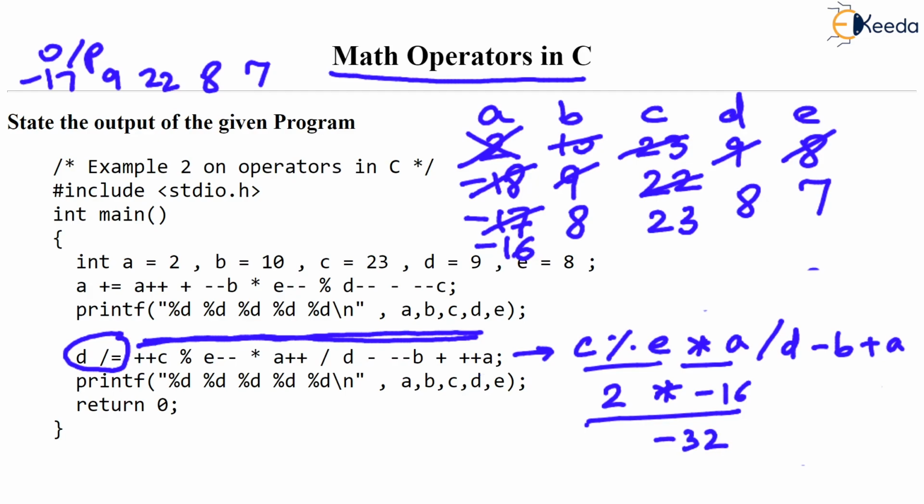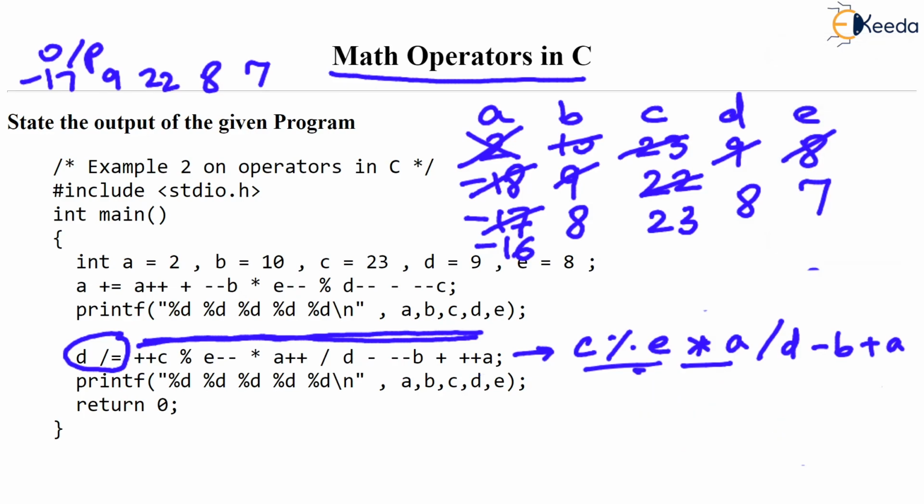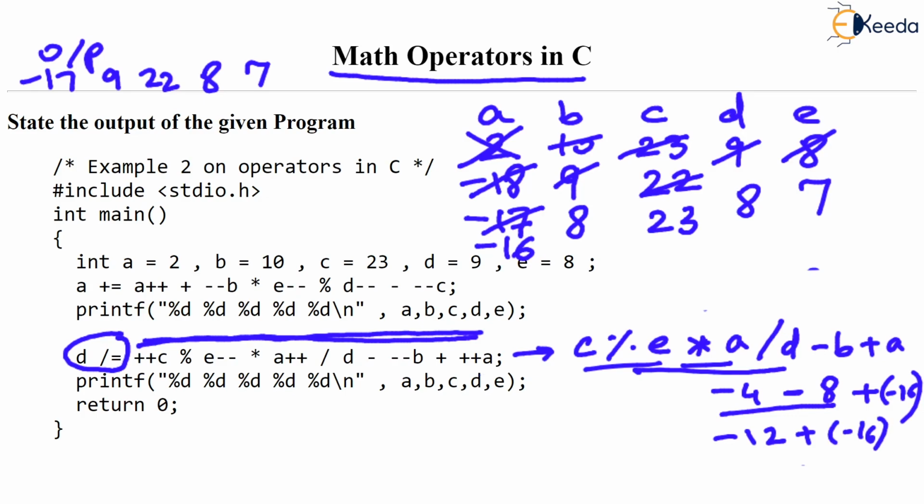Minus 32 upon D will be done next. Division will be done. But D is 8. Minus 32 upon 8 is minus 4. Okay. So till now we have got the value up to division as minus 4. Now minus 4 minus B, and minus B means minus 8, and plus A means minus 16. Just manage this. Now minus 4 minus 8 happens to be minus 12, and then plus minus 16. Okay, so minus 12 minus 16 happens to be minus 28.